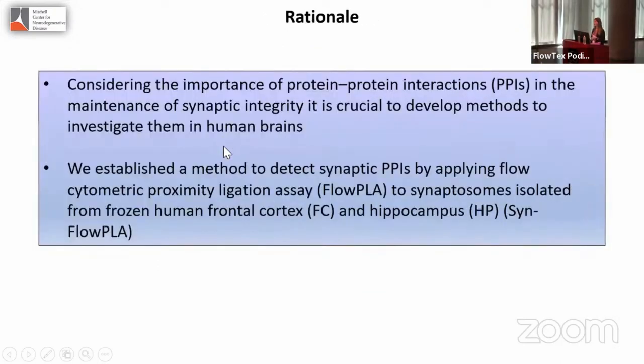Considering the importance of protein-protein interaction in the maintenance of synaptic integrity, it is crucial now to develop methods to investigate them in human brains. So here comes the method that we are proposing, which is important to detect synaptic protein-protein interaction by applying flow cytometry proximity ligation assay to synaptosomes. I'm going to walk you through the proximity ligation assay in depth later, but it's a well-used method to analyze protein-protein interaction, already used for cells and tissues.